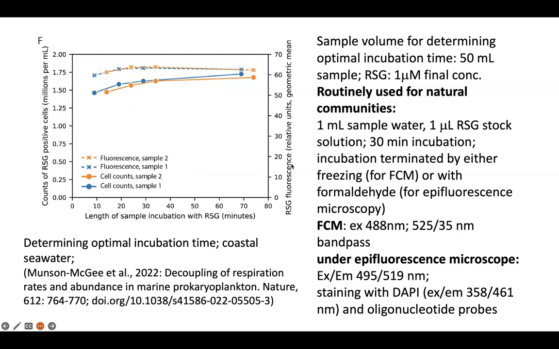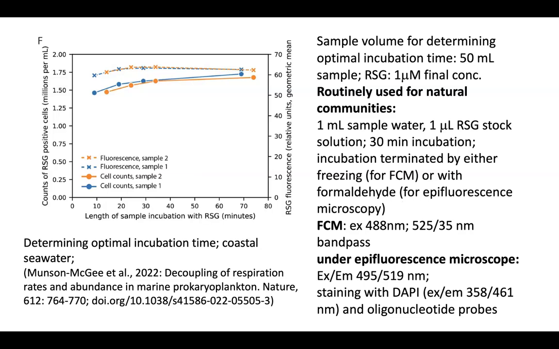Now we are routinely using for natural communities just 1 milliliter of sample and 1 microliter of RedoxSensorGreen, which is basically also a 1 micromolar solution. The major disadvantage of RedoxSensorGreen is that it's pretty expensive, so you would like to use it as efficiently as possible. And 30-minute incubation times turned out to be really enough. The incubation can then be terminated by freezing in liquid nitrogen for flow cytometry and storing at -80. The fluorescence is stable for quite some time. For epifluorescent microscopy, you simply store it or add formaldehyde, like 2% formaldehyde will do.